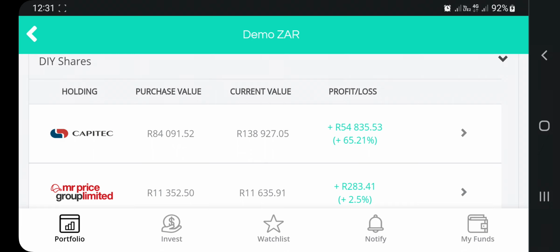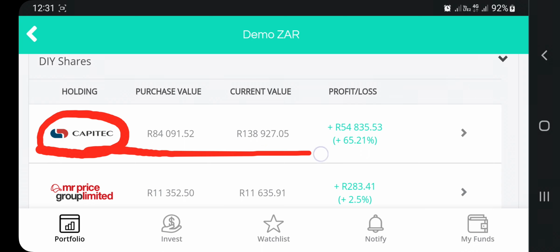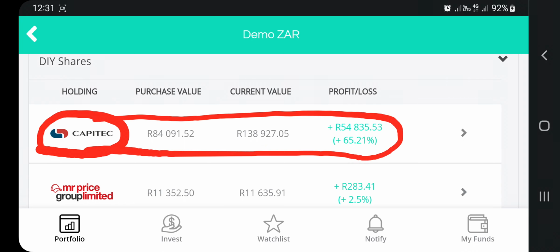I really wish I spent real money here because I bought this, I think around April, May, June during COVID. Then I saw the progress. I think this one was sitting at around 500 or 400 rand per Capitec share at the time. Then I bought it for, I think, 10 grand, if I'm not mistaken. 10,000 rand. Then I saw progress.